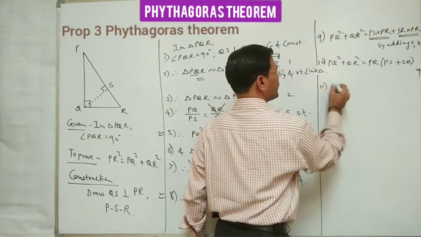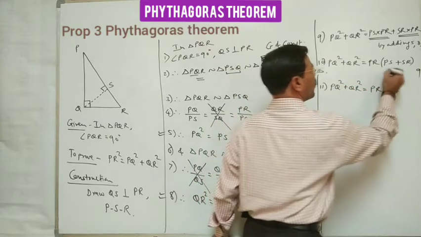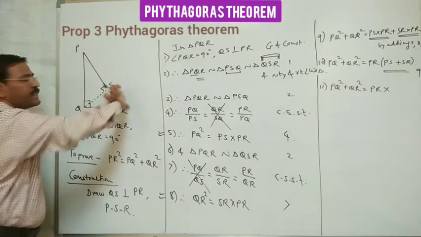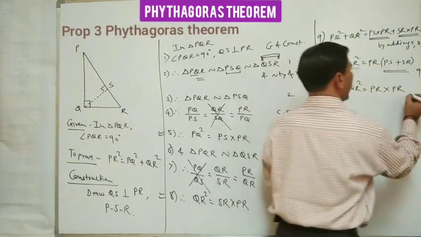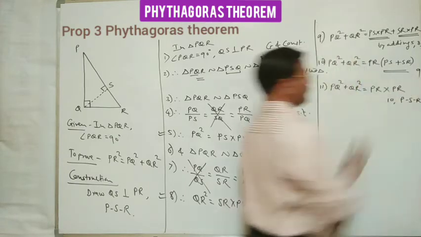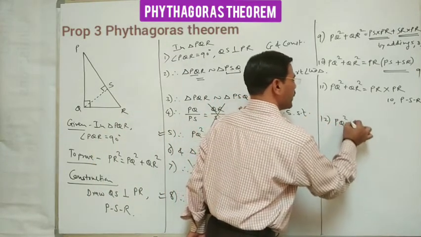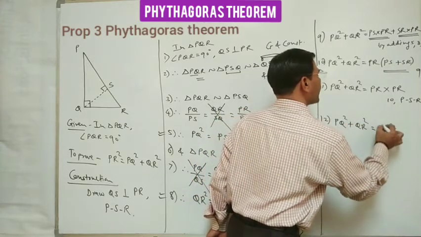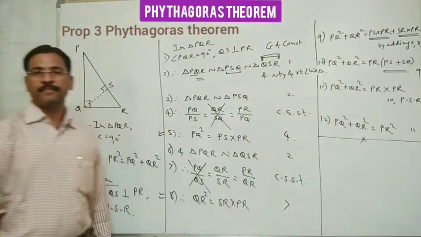So the second last step, what is there? PR into PS plus SR. Where is it? This is the PS plus SR. So what will we get here? PR. This is from 10. Not only from 10, right? P dash S dash R, like this one. Now the last step, just look here. PQ square plus QR square is equal to PR square. This is from the 11th step. That is the proof of this theorem.